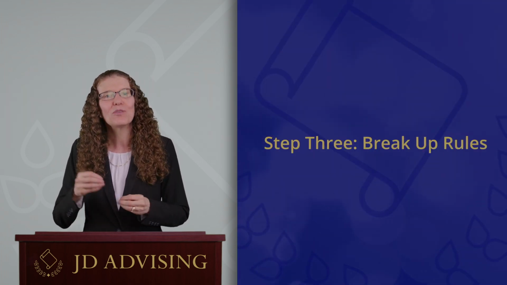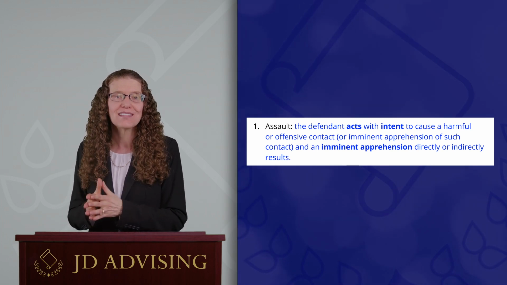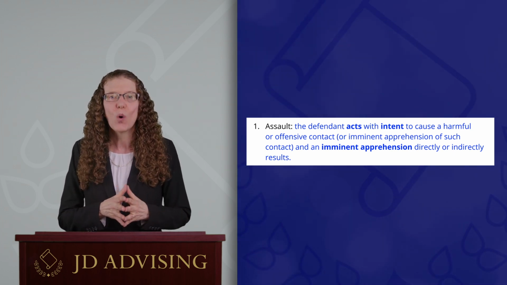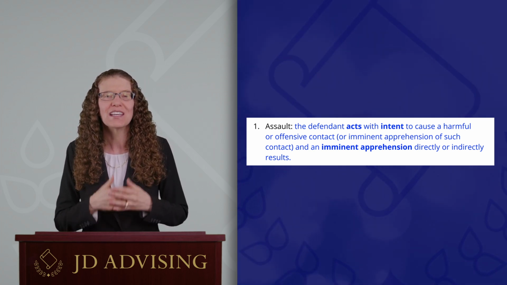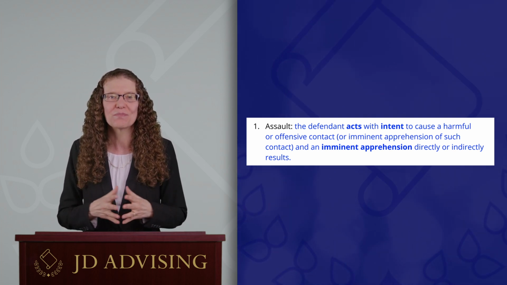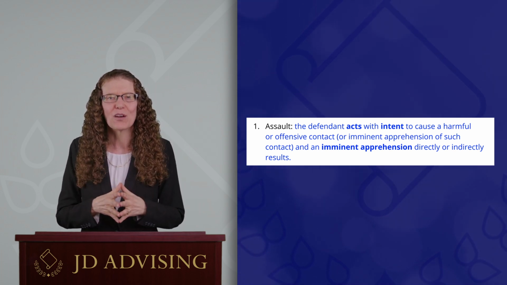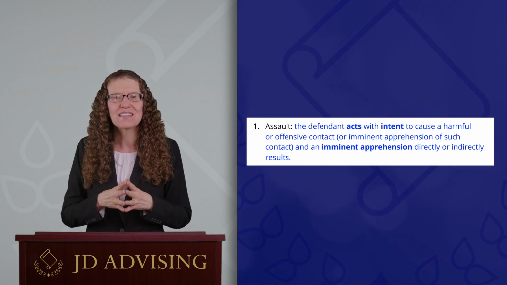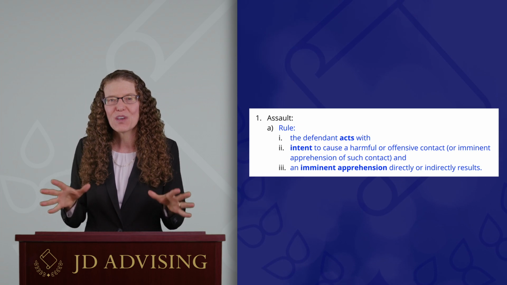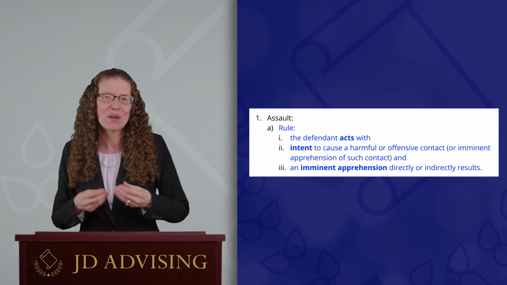Step 3 is to rewrite the rules in outline form. For example, under assault, we have written, the defendant acts with intent to cause a harmful or offensive contact, or an imminent apprehension of such contact, and an imminent apprehension directly or indirectly results. That is a lot to digest. It is also hard to memorize that rule the way we have it written. It is not easy for your brain to break that sentence up into different elements. So, we are going to rewrite this rule in a form that is easier to digest and memorize.